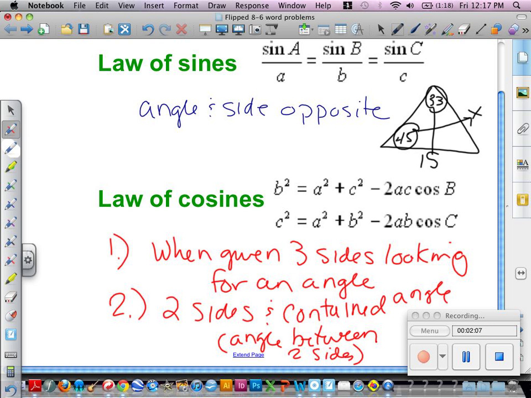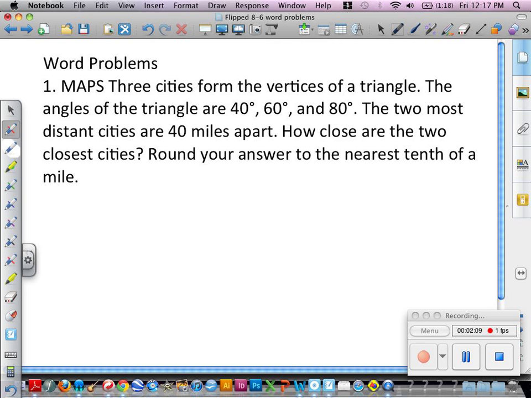Okay, let's go ahead and take a look at these word problems. We have a maps problem. Three cities form the vertices of a triangle. The angles of the triangle are 40 degrees, 60 degrees, and 80 degrees. The two most distant cities are 40 miles apart. How close are the two cities? Round your answer to the nearest tenth of a mile. Why don't you pause the video and see if you can have the drawing done correctly.